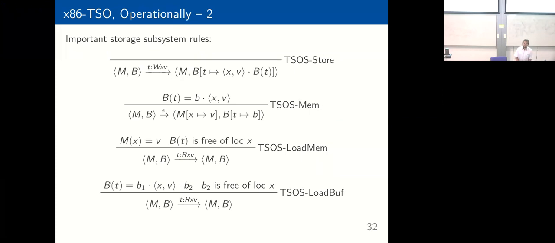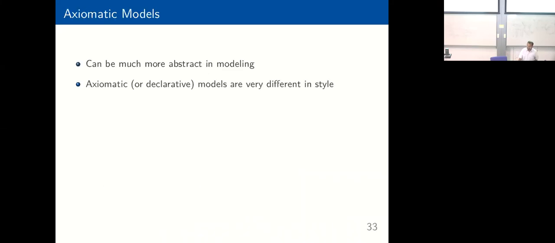So yesterday, I was showing you this x86 model that I call x86 TSO. And first off, before I get off to exciting, even weaker memory models, I thought what I'll show you is a different style of looking at memory models, a somewhat more abstract model. And these are what's called axiomatic or declarative models in the world of memory models.